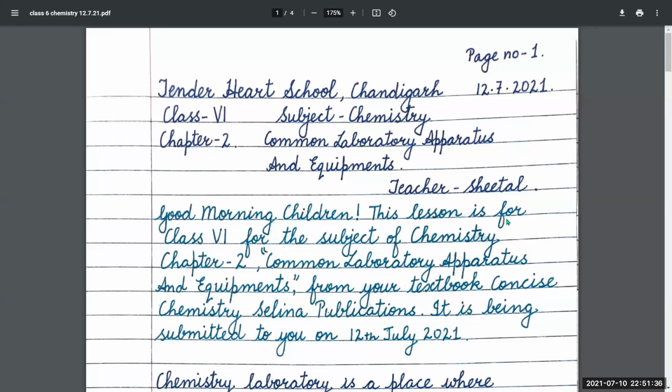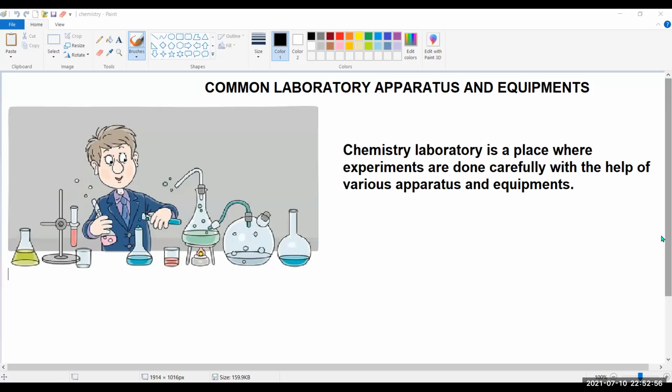Good morning, children. This lesson is for Class 6 for the subject of Chemistry, chapter number 2, Common Laboratory Apparatus and Equipments, from your textbook, Concise Chemistry, Selina Publications. It is being submitted to you on 12th of July 2021.